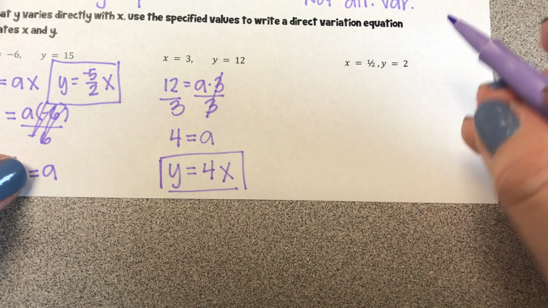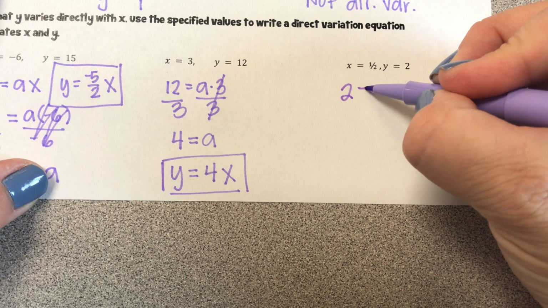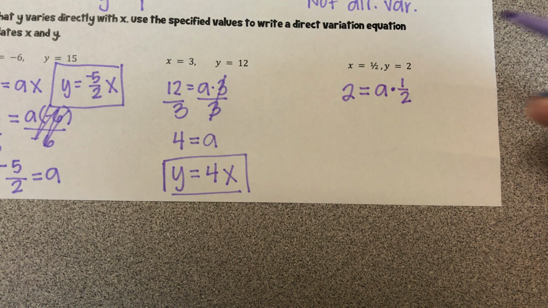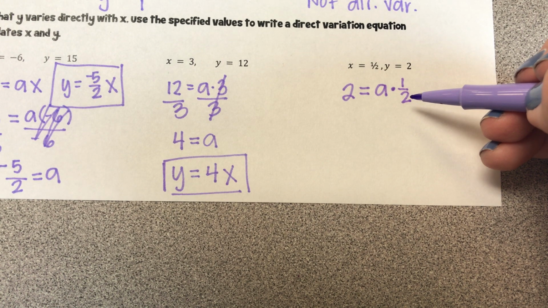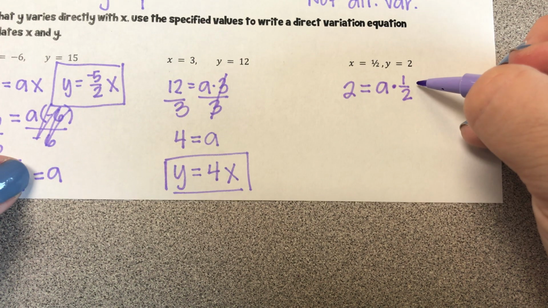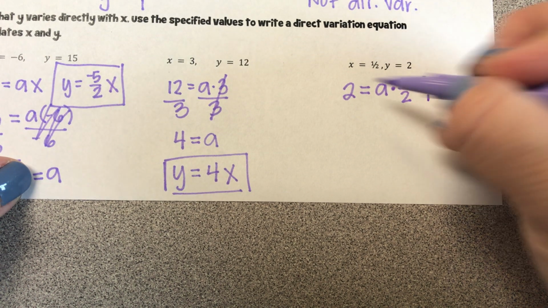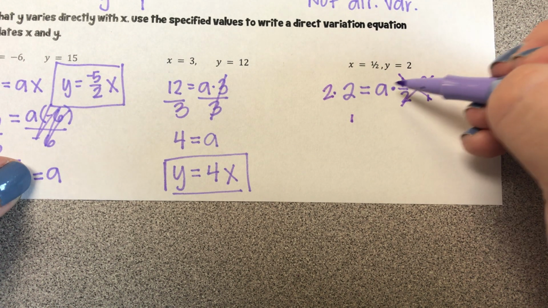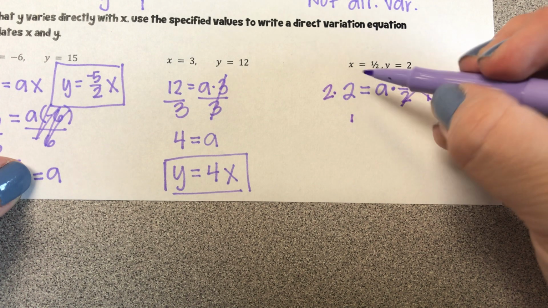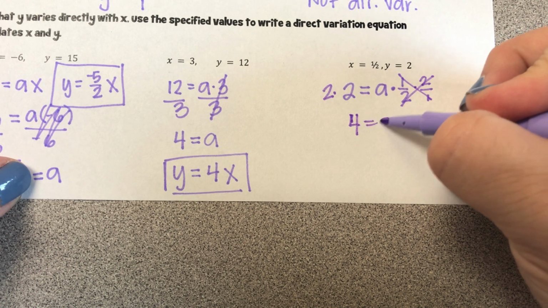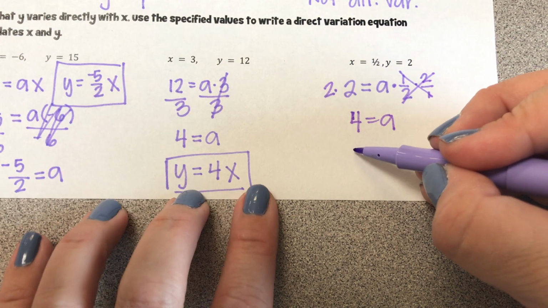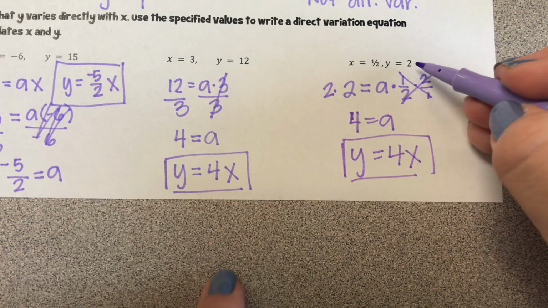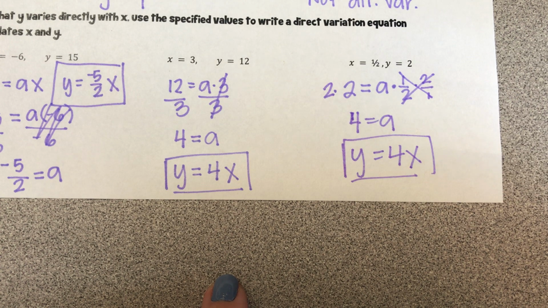Okay, let's look at this last one. So y equals a times x. So if a is being multiplied by 1/2, the way we do that is we're going to multiply both sides by the reciprocal. So also, you can use some logic here, right? If a times 1/2 is 2, then all of a has to be 4. So our equation would be y equals 4x. And 2 is 4 times 1/2, so that makes sense.